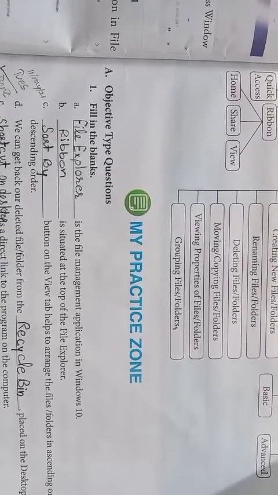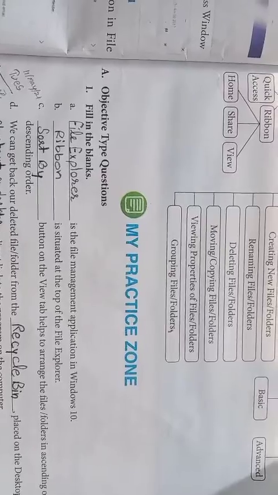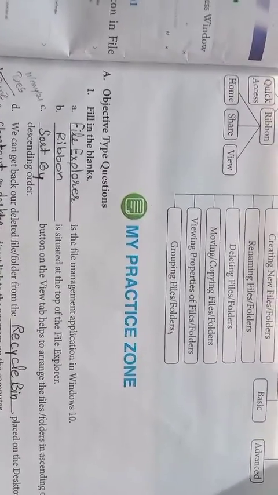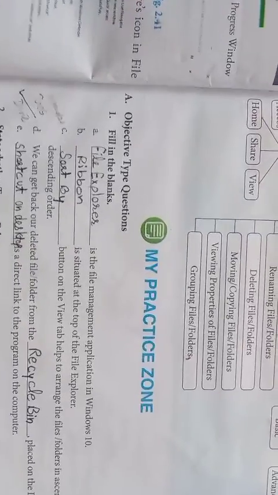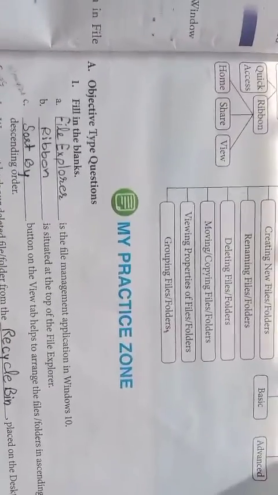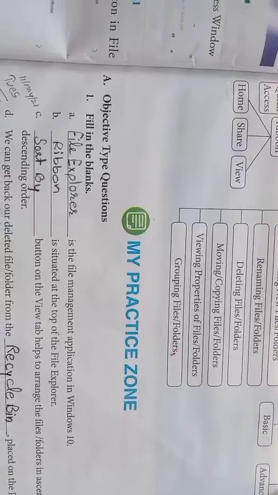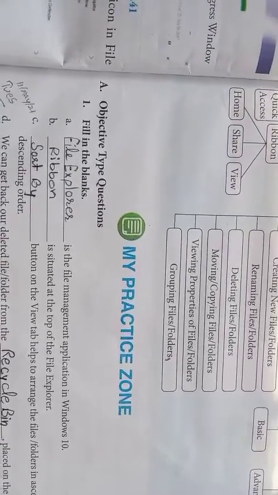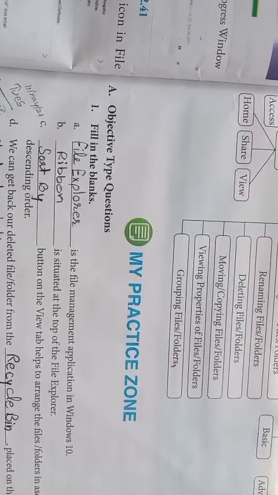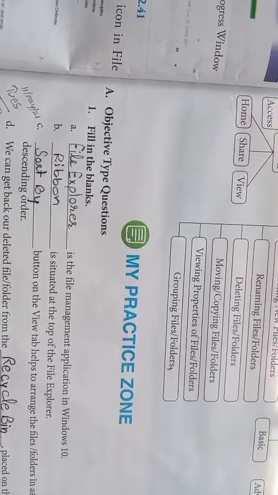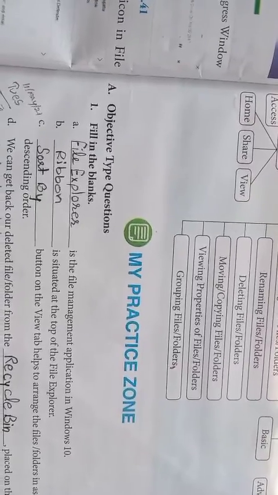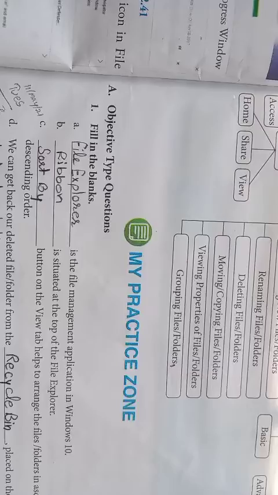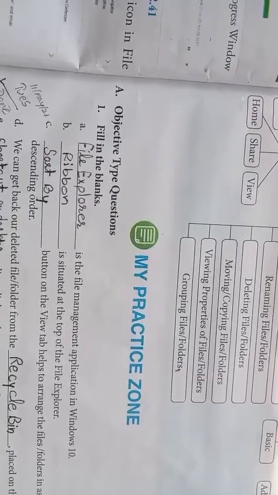We can get back our deleted files or folders from the recycle bin placed on the desktop. From the recycle bin we can reinstall our deleted files. If we want to recollect, we can recollect it from the recycle bin. Shortcut on a desktop is a direct link to a program on the computer.